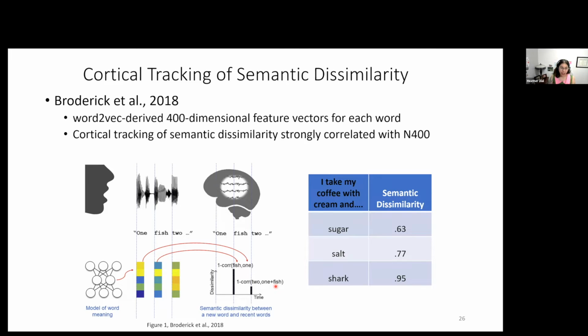What they found is that this is highly correlated with the N400, suggesting that it is really reflecting some sort of underlying semantic process. And what I have here is an example of semantic dissimilarity for words from this kind of classic N400 paradigm. I take my coffee with cream, and the final word could be sugar or salt or shark or socks or whatever. And what you see is that that semantic dissimilarity value is increasing the further away from the appropriate context, or the less semantically predictable, you could say.